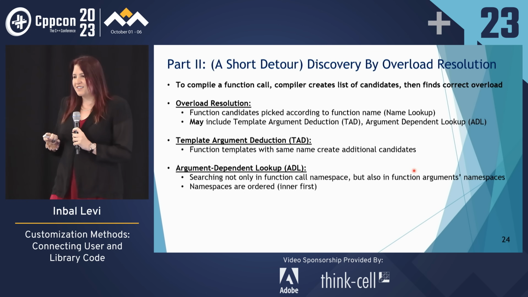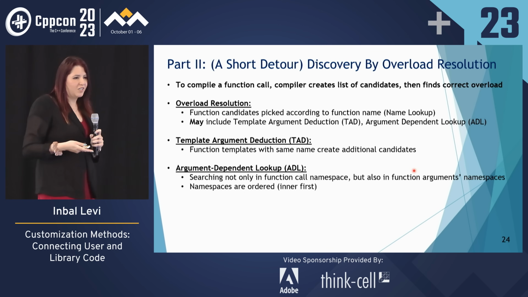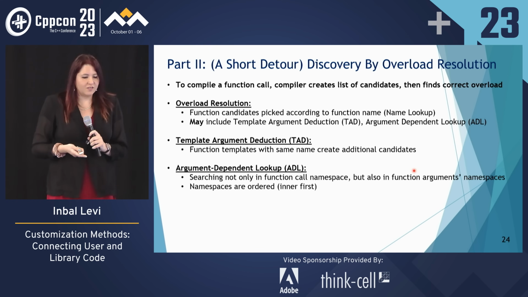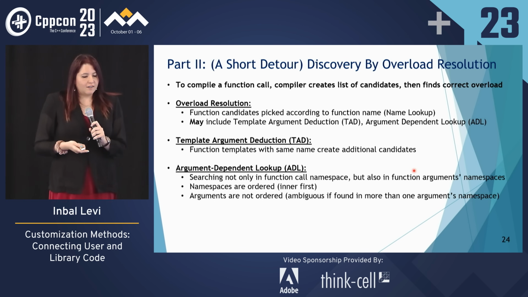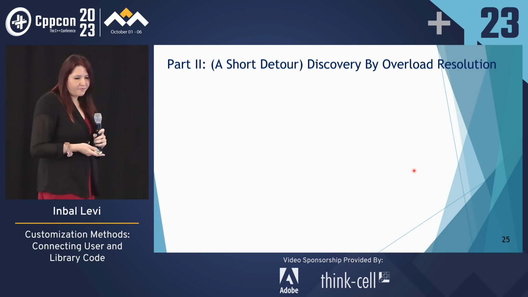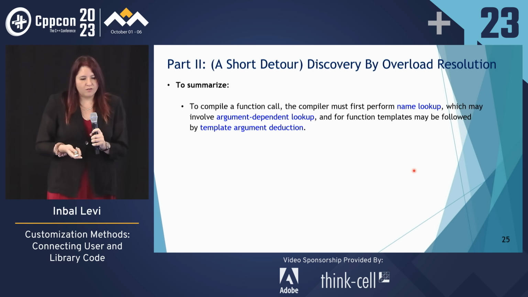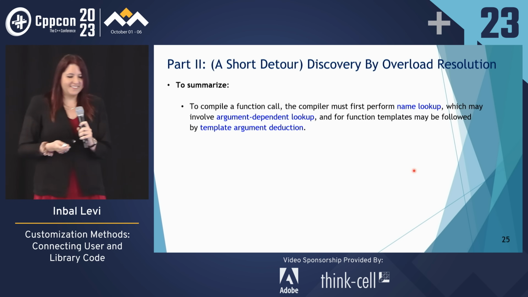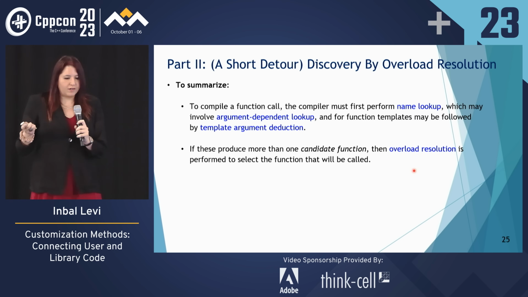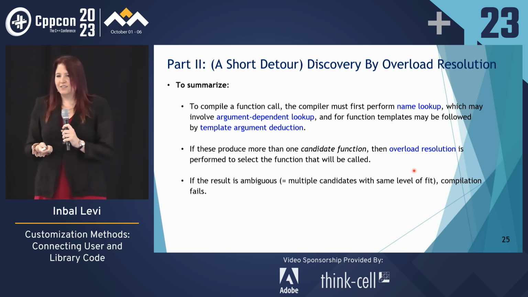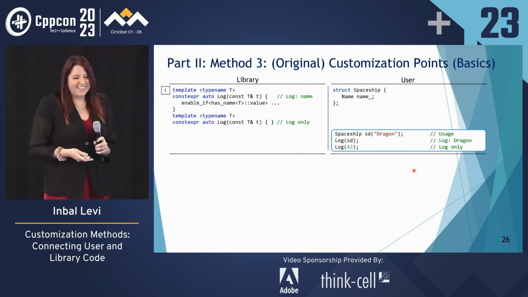This is important to realize because it's a technique that we keep stumbling across, and it's heavily used in the standard library. Of course, namespaces are unordered and arguments are unordered. So if we get some ambiguity, we may get a failure. To summarize, to compile a function call, the compiler must first perform name lookup, which may involve argument-dependent lookup, and for function templates may be followed by template argument deduction. And if we have more than one candidate, then we need a resolution, and we may fail, of course. Cool. So now we know what argument-dependent lookup is.